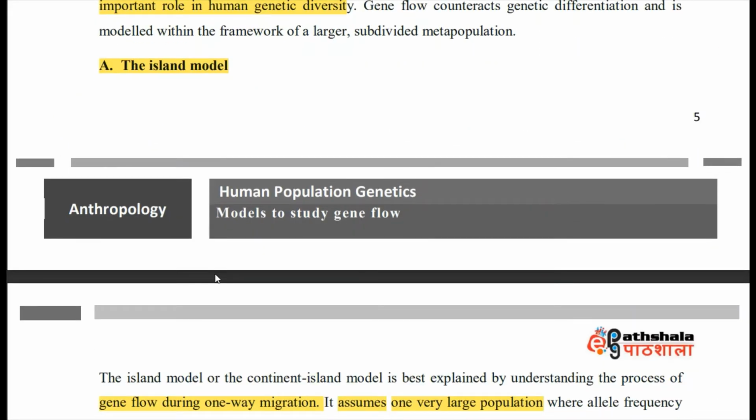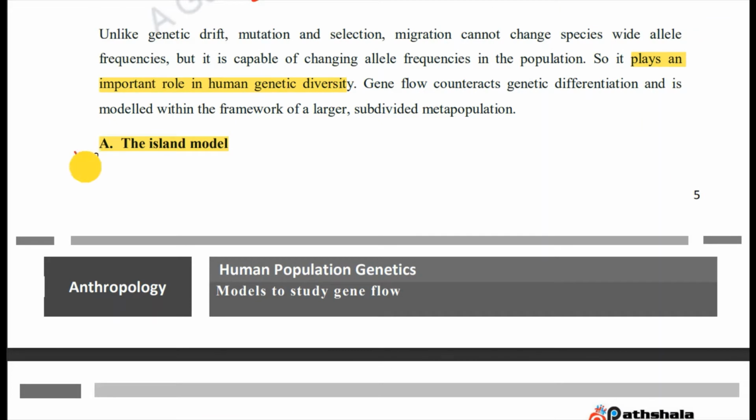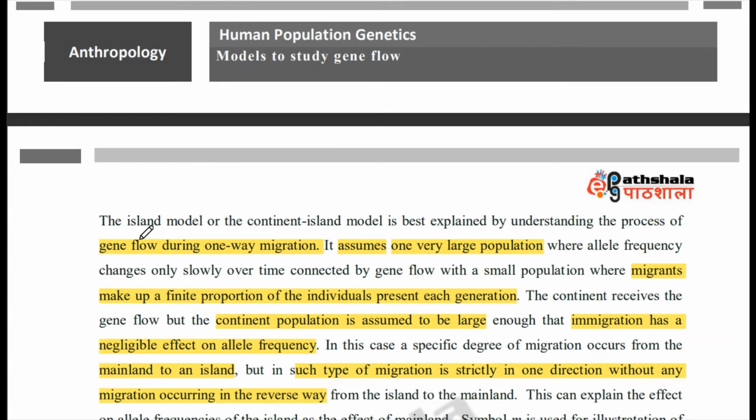Now let's come to the different models that are proposed to study these gene flow movements. So first is your island model. It's also called the continent island model, and also considered a best way to explain the basic process of gene flow. But here it considers one-way migration. A very hypothetical assumption of a one-way migration, as in from population A to population B.